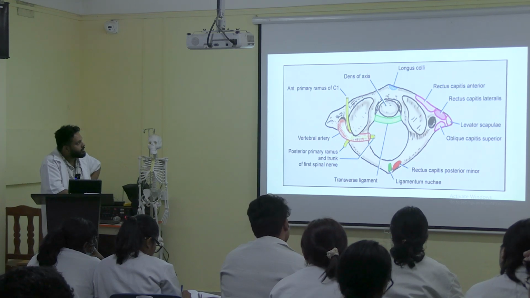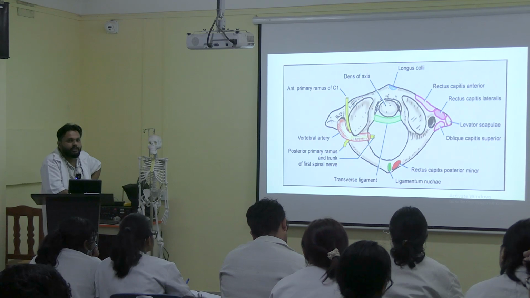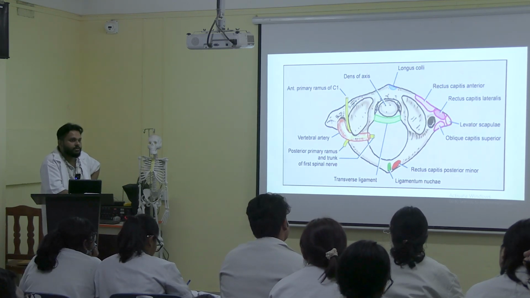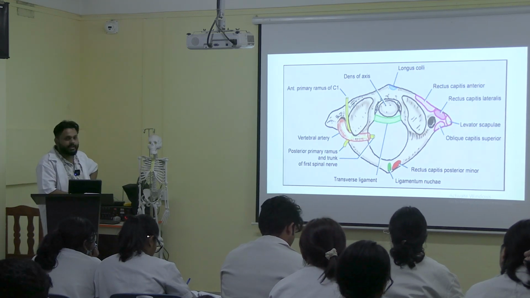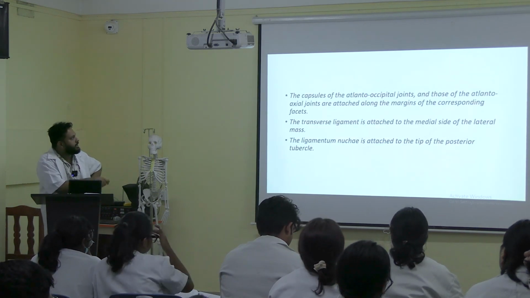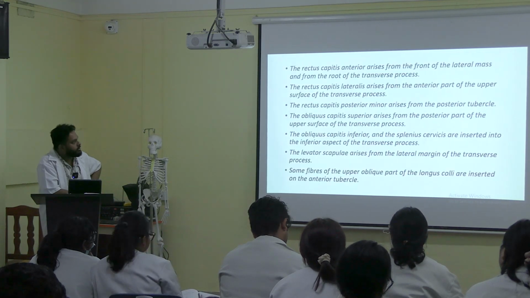This one is the transverse ligament, and adjacent to the anterior tubercle, there are some fibers of longus colli. Longus colli. Okay. Have you taken a picture? Whatever I have described here has been written in these things. If you understand the picture, no need to read these things.